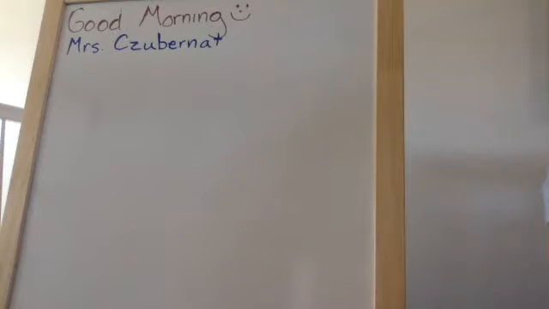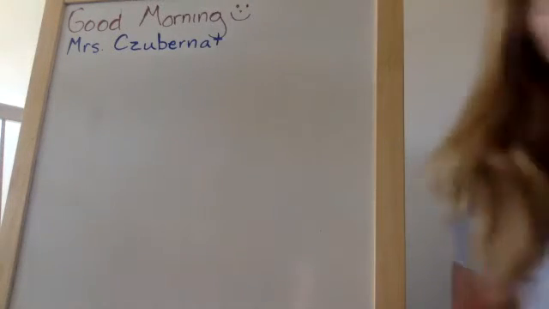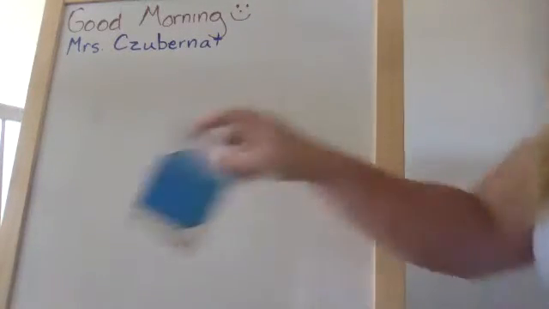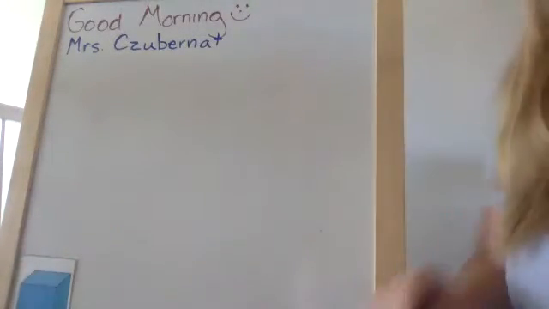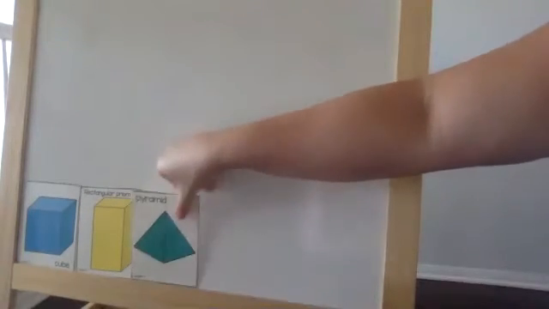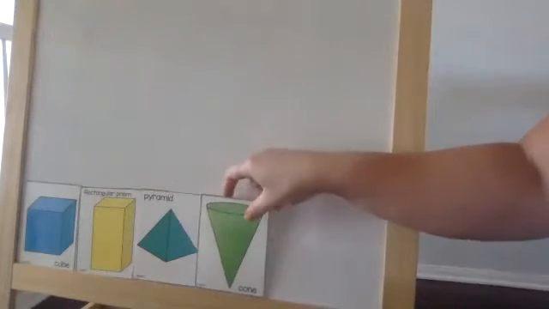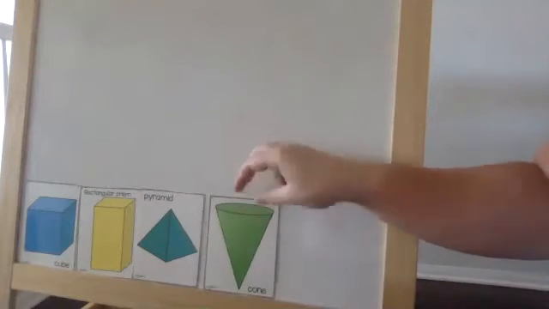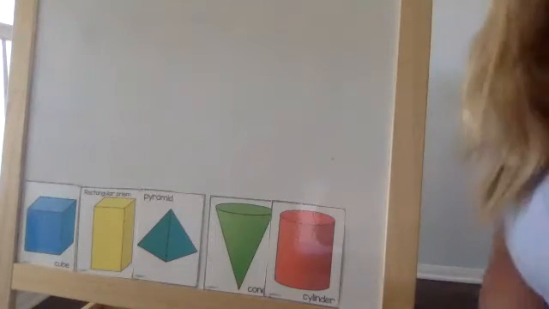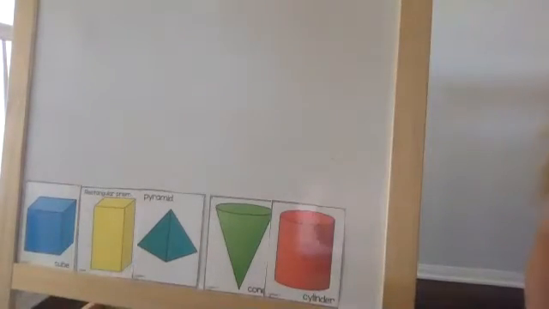So go ahead and shout out, what are some three-dimensional shapes that you already know? Cube. A cube. Rectangular prism. Pyramid. Cone, like an ice cream cone. Now it can go either way. A cylinder. And just one more. Sphere. Woohoo! You guys are awesome.